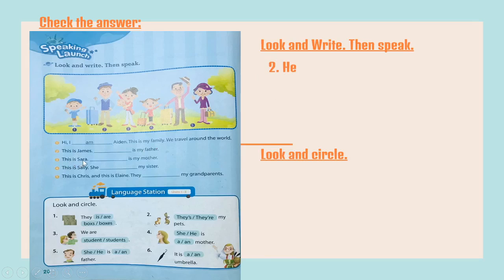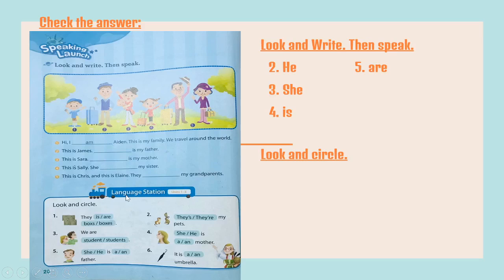Number 3. This is Sarah. Picture number 3 in here. So we need to complete what? Great. She. She is my mother. Number 4. This is Shelley. She what? Great. She is my sister, right? And the last one, he is Chris. And this is Eleni. They are, very good. They are my grandparents.